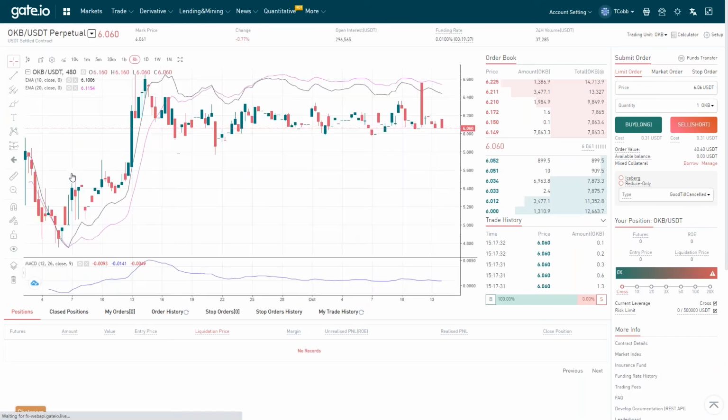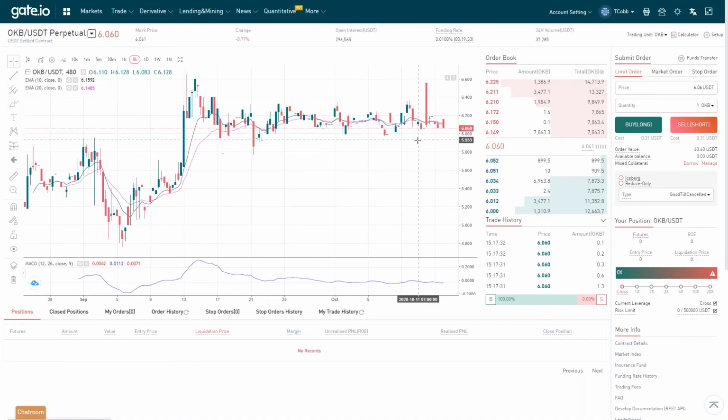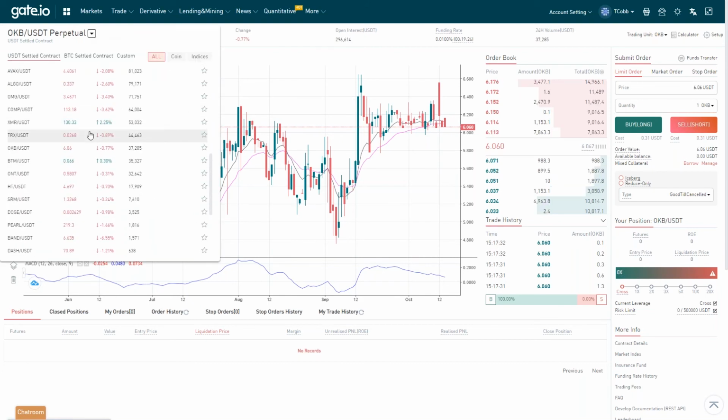OKB is not the kid's rapping name. Too thin for me. Not enough volume going on there. I'm not going to trade a market like that. Second to that, it is also very sideways. I'm not interested. See how I got a different viewpoint.